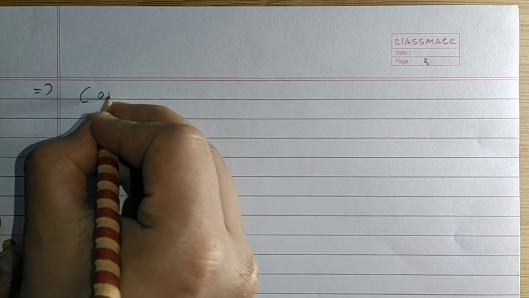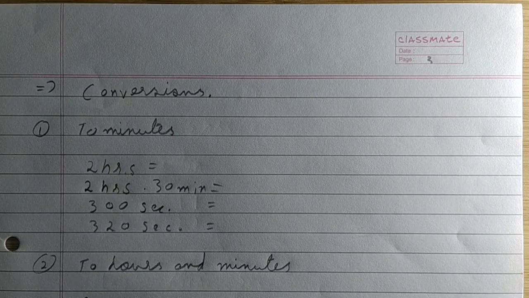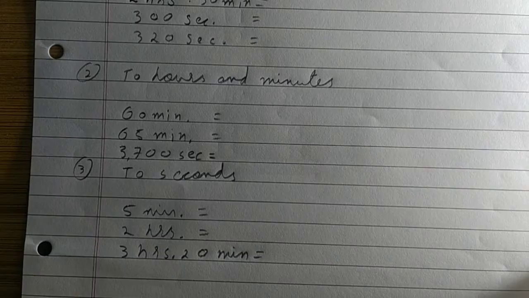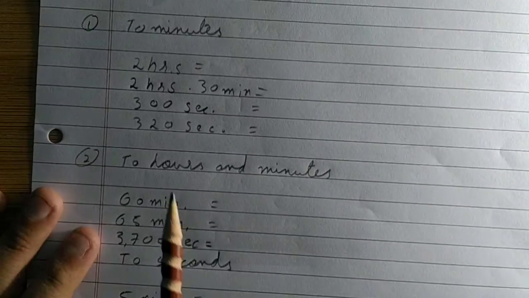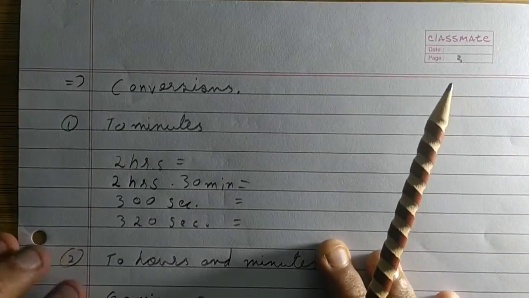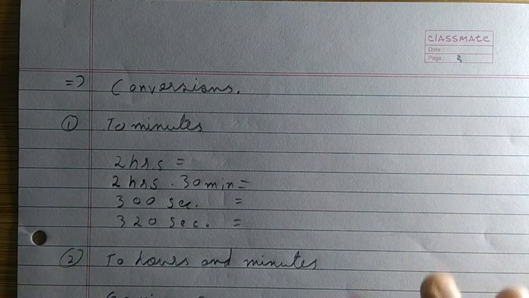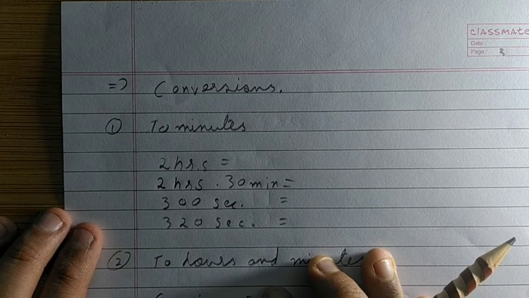In the previous video, we learned subtraction of time, and in this video we will do some conversions. I have divided the problem set into three categories. The first one is to minutes, the second one is to hours and minutes, and the third one is to seconds. Let's go with the first one. So the first is to minutes, and in this we will convert to minutes.